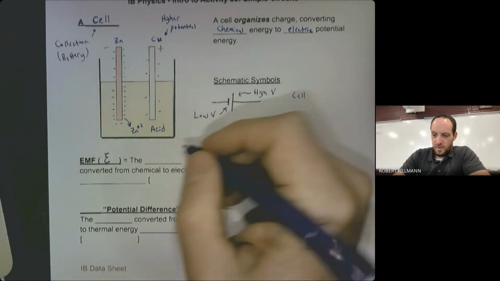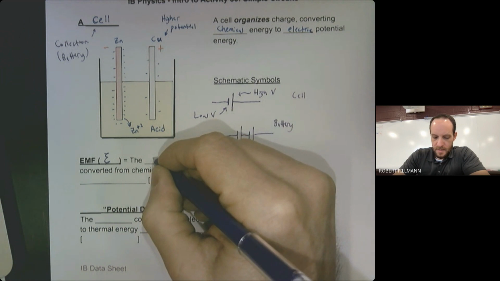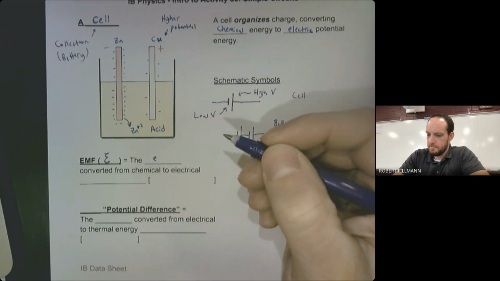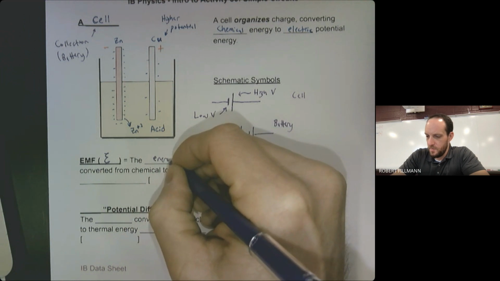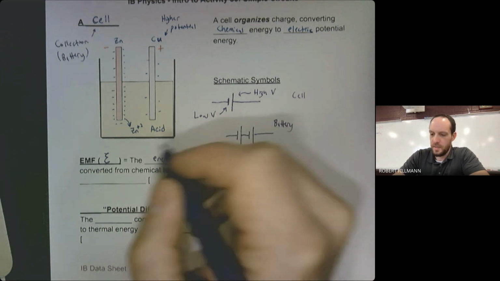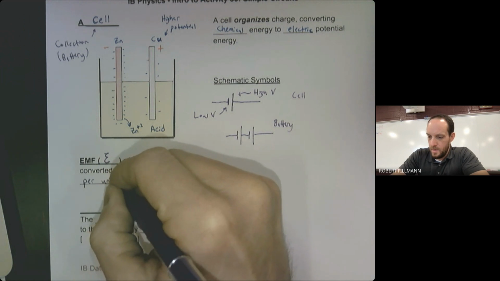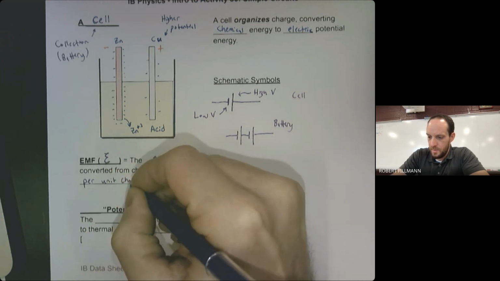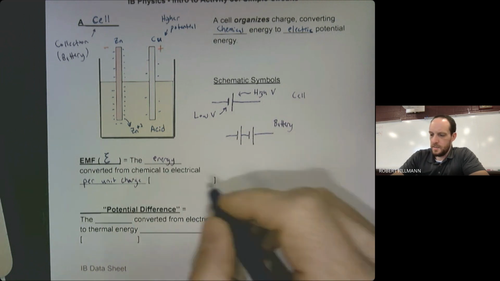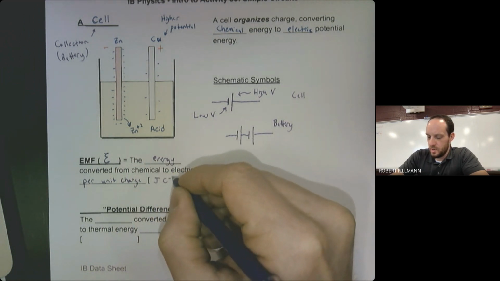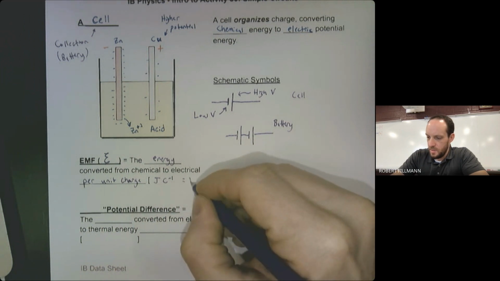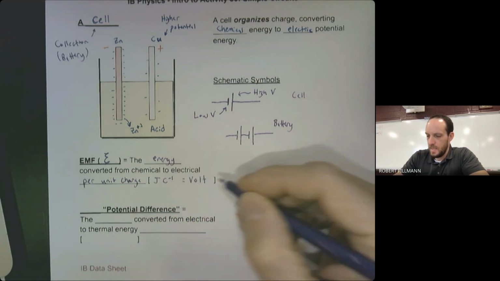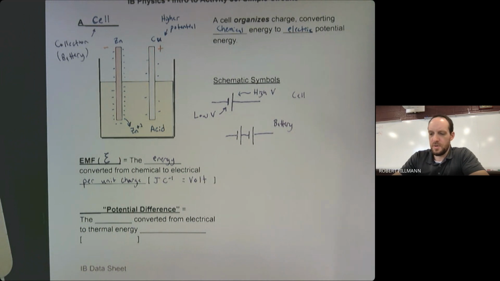The EMF, or the electromotive force, is defined to be the energy converted from chemical to electric per unit charge. Energy per unit charge. And so energy per charge would be a joule per coulomb, which is by definition a volt. So the EMF is essentially the voltage being produced by the cell. It's not the rate, but the total amount of energy per charge that's being created due to the battery.